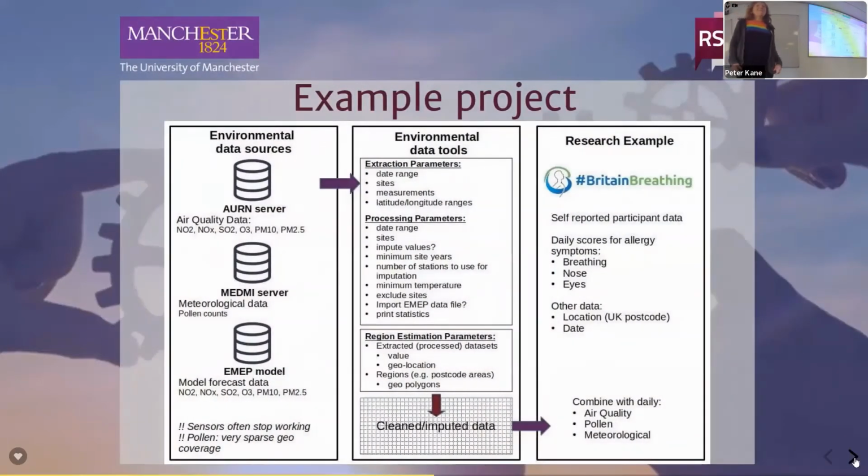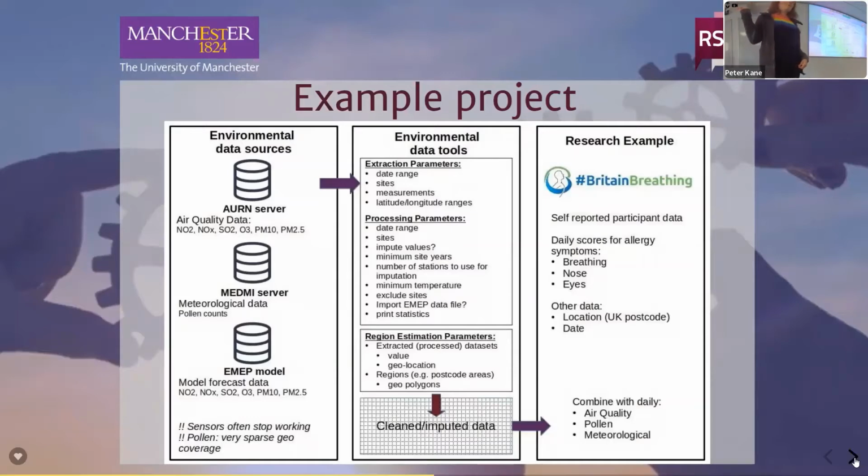Okay, so an example of a project that I worked on recently. It's the Britain Breathing project there, over on the right hand side. We had lots of people who downloaded our mobile app, and they were reporting daily scores for breathing, nose and eyes based on hay fever symptoms over the summer. And they also gave their location data and the date that they were reporting on.